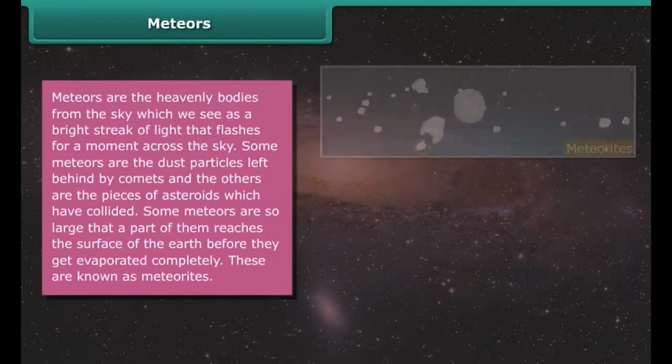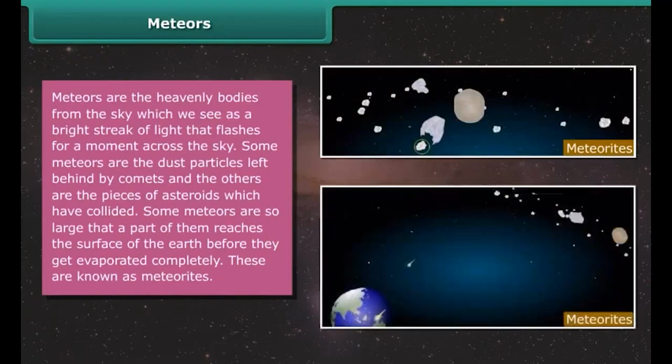Meteors. Meteors are the heavenly bodies from the sky which we see as a bright streak of light that flashes for a moment across the sky. Some meteors are the dust particles left behind by comets, and the others are the pieces of asteroids which have collided. Some meteors are so large that a part of them reaches the surface of the earth before they get evaporated completely. These are known as meteoroids.